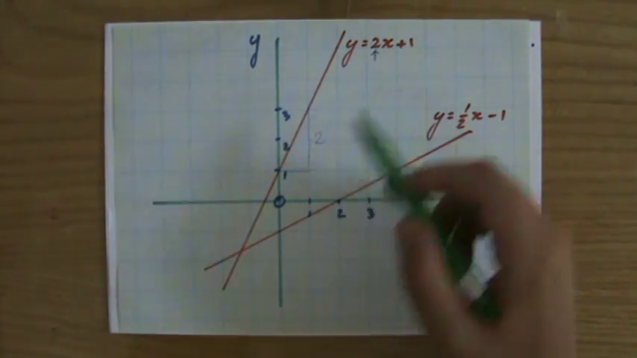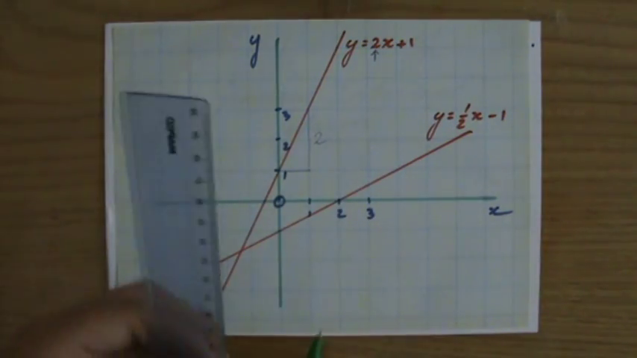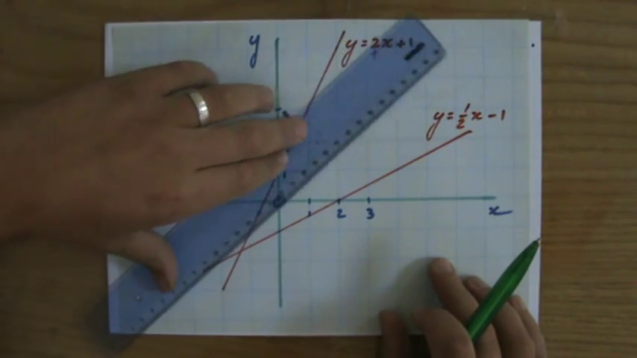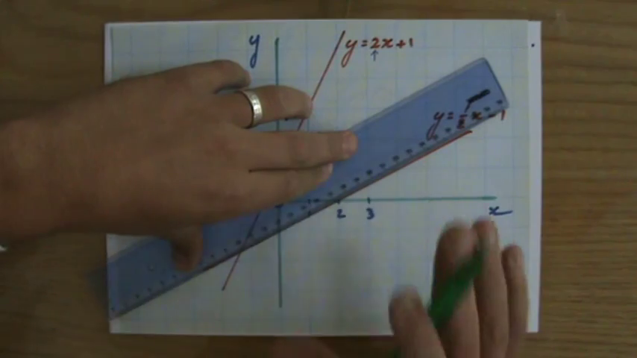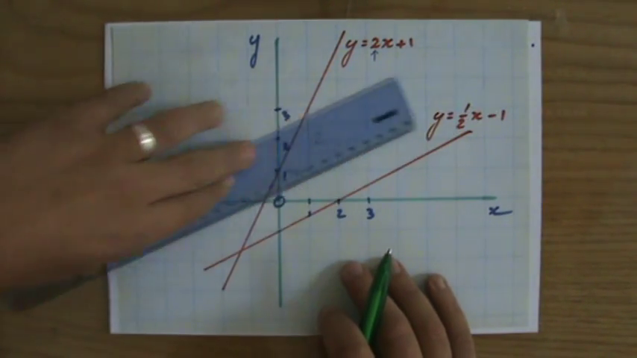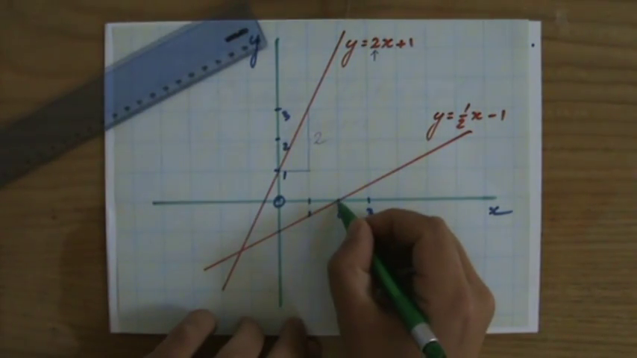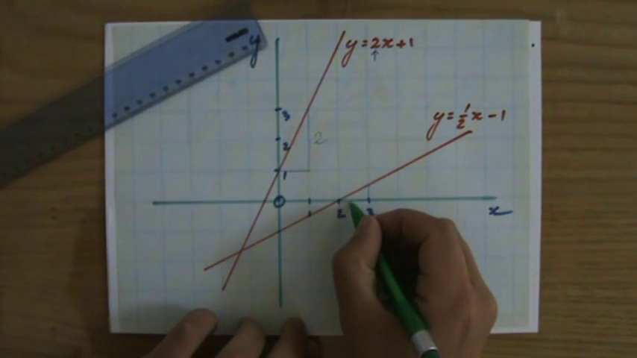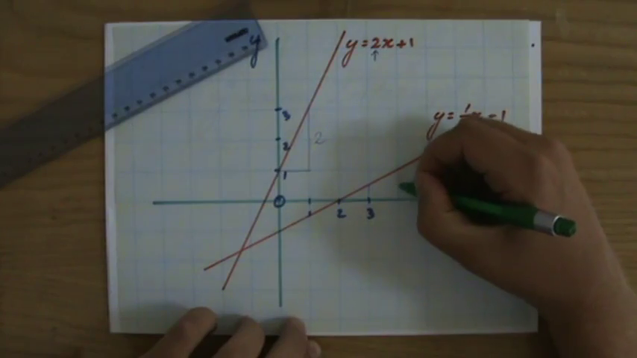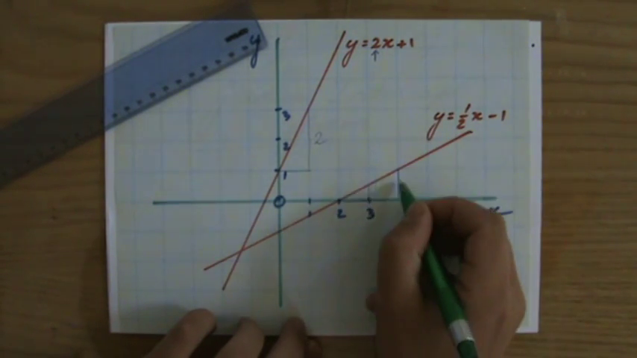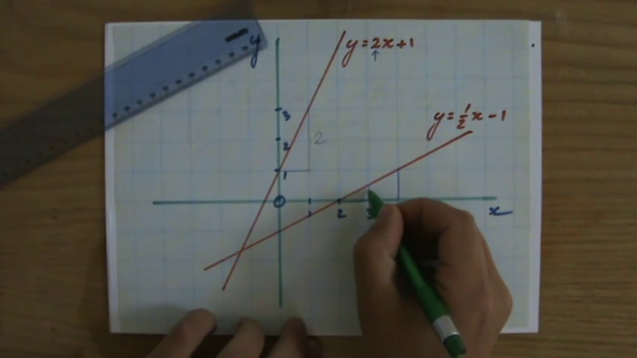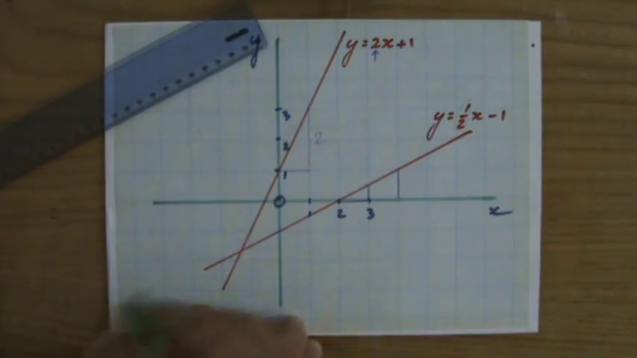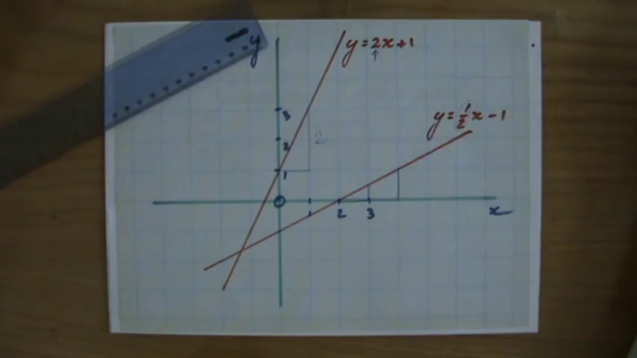And as you can see, my other line is a lot less steep compared to this one. So the gradient, although still positive because it's going up, is going to be less. And indeed, if I go 1 step to the right, I go a fraction up. Let's go 2 steps to the right, then I go 1 up. So in 2 steps, 1 up, that means that in 1 step, you go a half up. So that coefficient of x is your gradient.